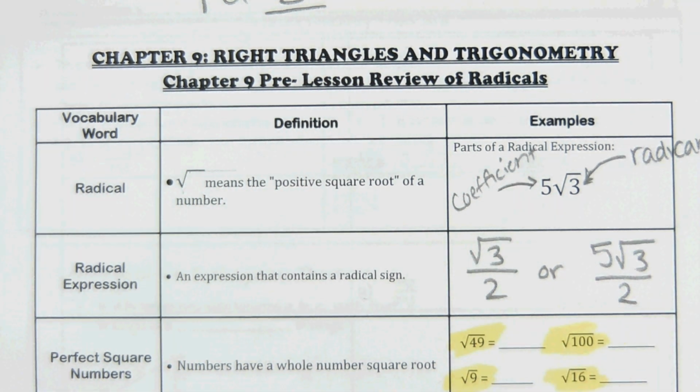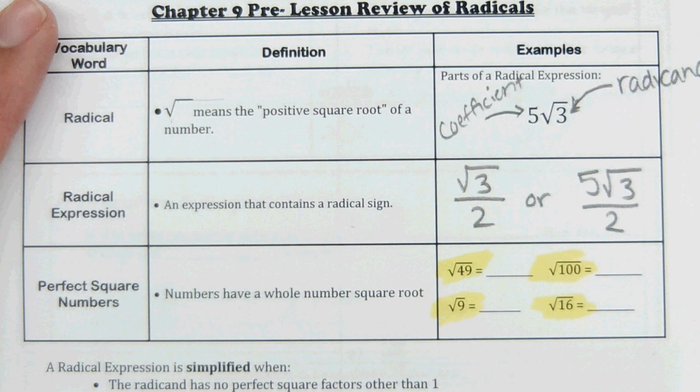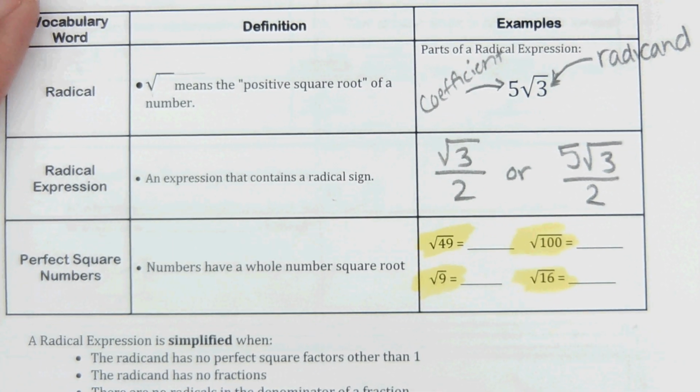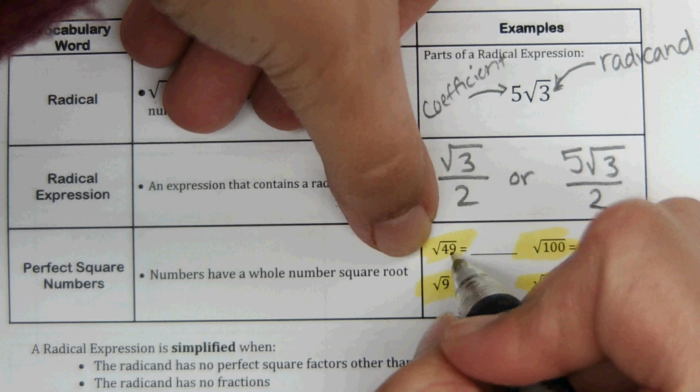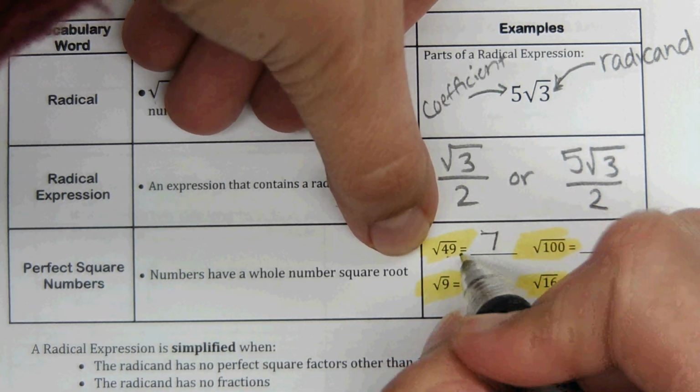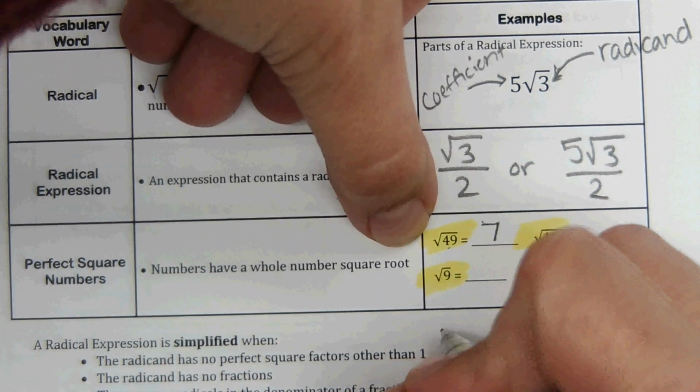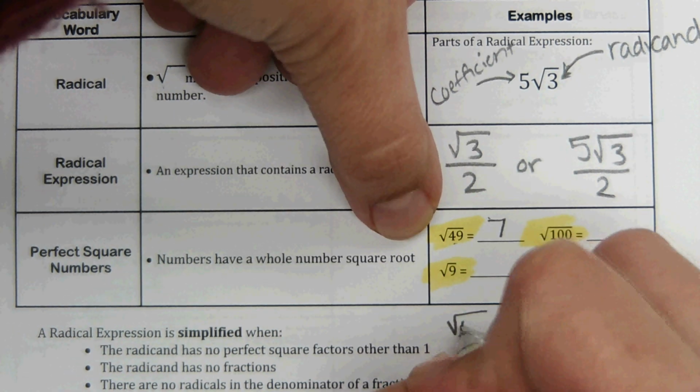Next vocabulary word, radical expression. It's an expression that has a radical sign in it, so it might look like square root of 3 over 2, or it could look like this. It could also get more complicated, but those are a couple examples. And then right here it says perfect square numbers. So perfect squares you're pretty familiar with. For example, square root of 49 would be 7, because 7 times 7 is 49.